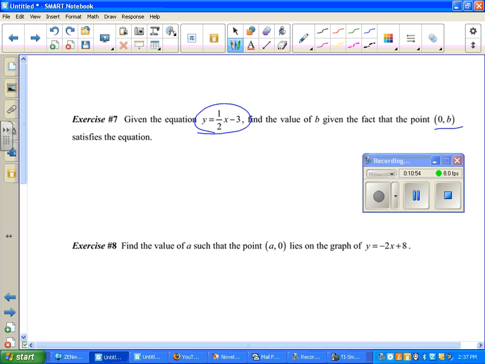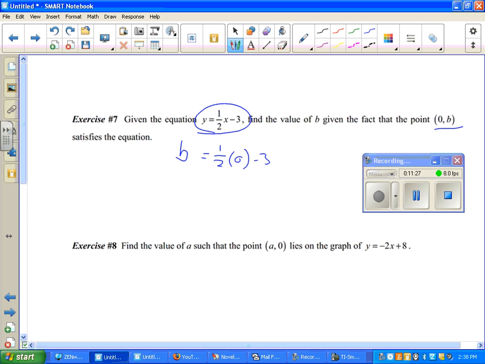Okay. So Dakota, what do you think I do for this question? You're not even going to take help from the peanut gallery? Plug what in where? 0 and b. What do I plug in 0? Where do I plug that in? 0 goes where the x is. And b goes where the y is.